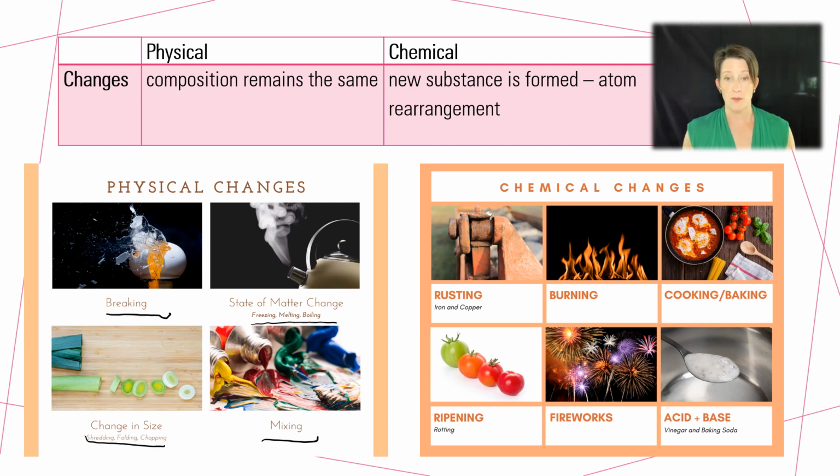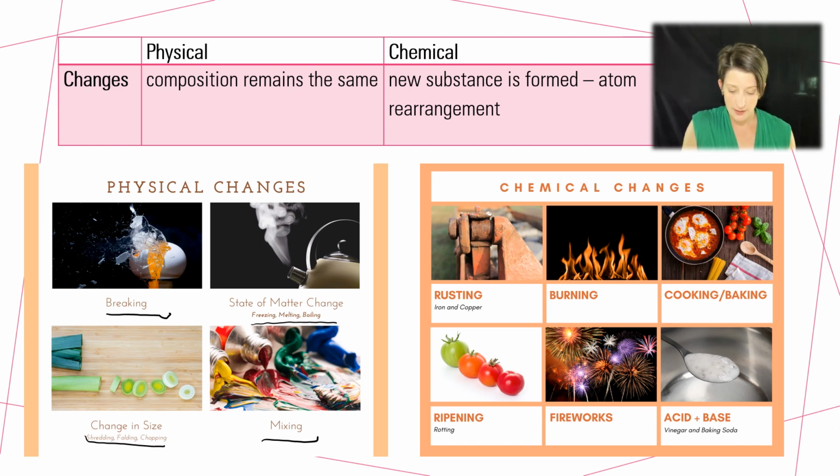Whereas with chemical changes, this is where that new substance is formed. What we're doing is what's called atom rearrangement. And when we are performing these reactions, we are rearranging molecules. What we start with is going to be different than what we end with.